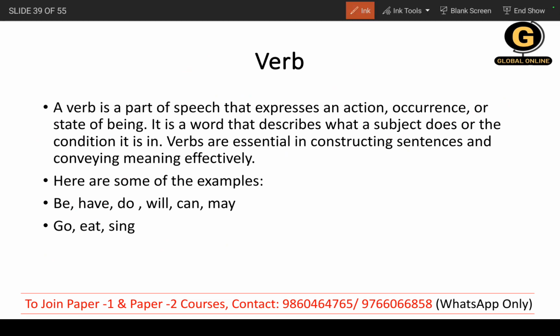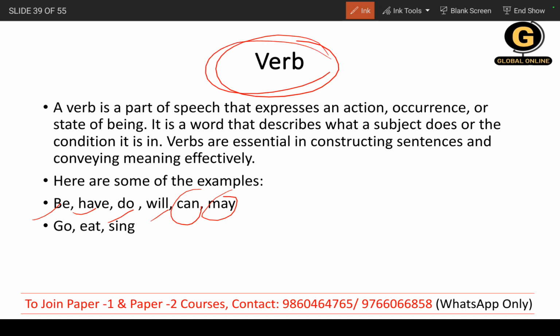Now verb. A verb simply means action, doing something. If you are doing something and a word is describing that, that is a verb. In a simple way, like be, have, do, will, can. I am doing something. Am is a verb. And doing is also a verb. There are plenty of verbs, but you do not need to go that way. You just need to remember what a verb is.